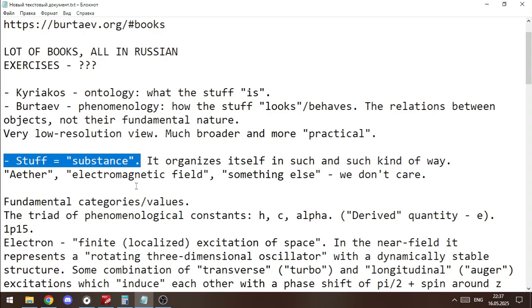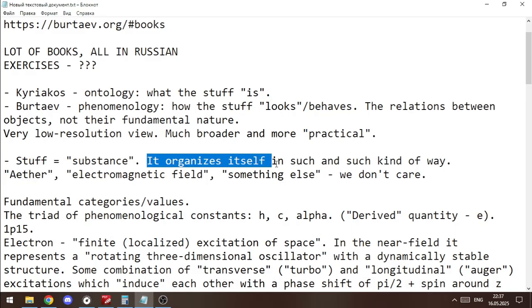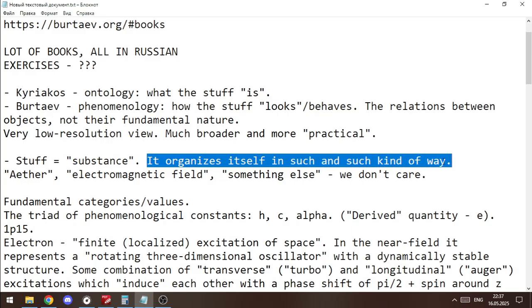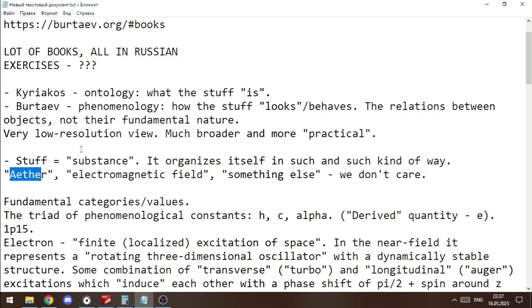He talks about what he calls substance, which basically organizes itself in such and such a way, and we get elementary particles as one of the consequences of such self-organization, if you wish. You may call this substance, this is my commentary, this is not Burtaev anymore, ether, if you wish. You may call it electromagnetic field. You may call it something else, like you may call it John, okay? We just don't really care. Burtaev calls it just substance.